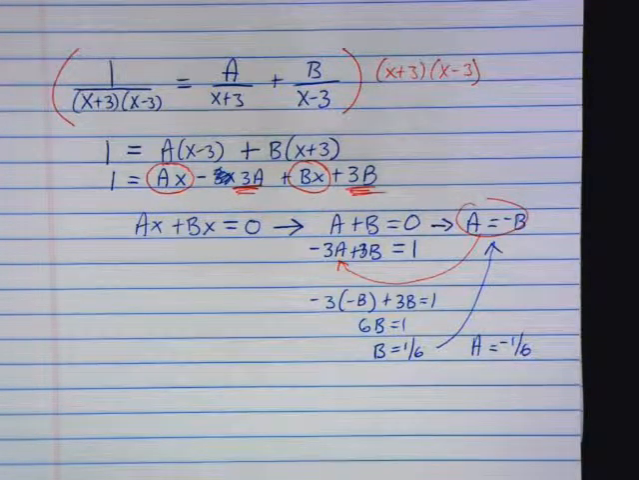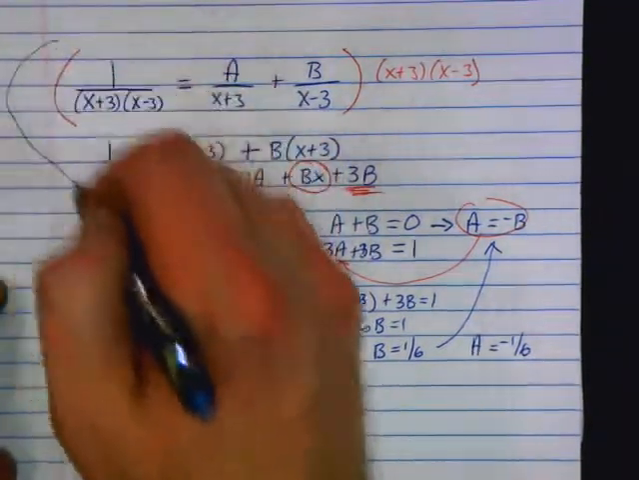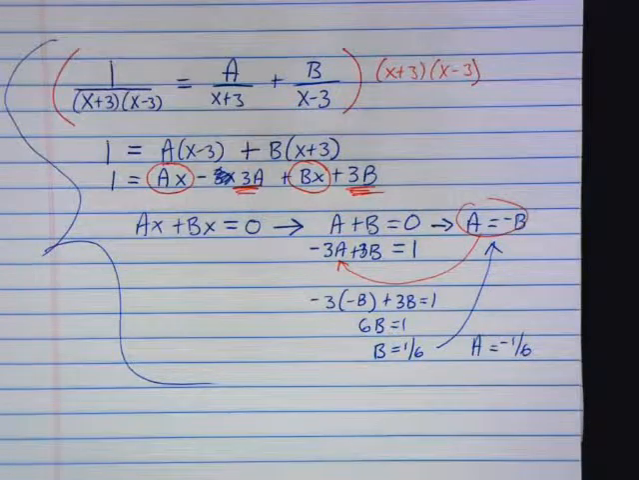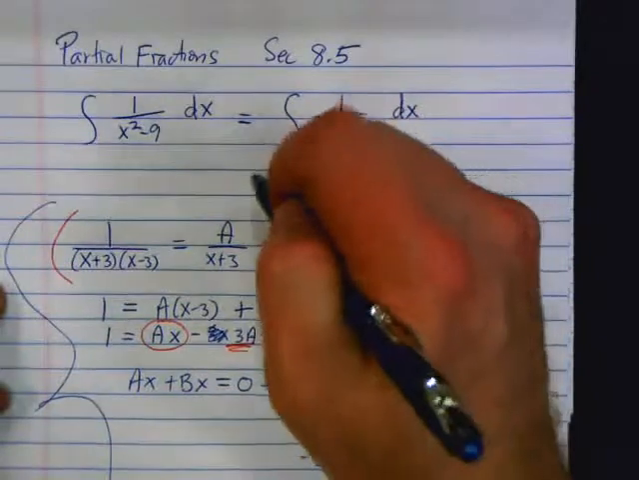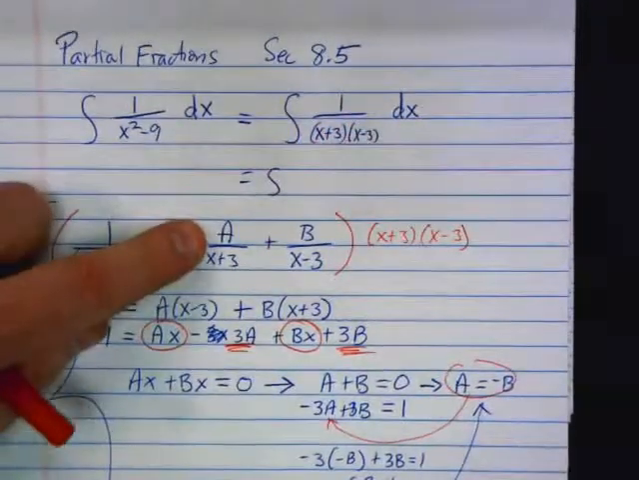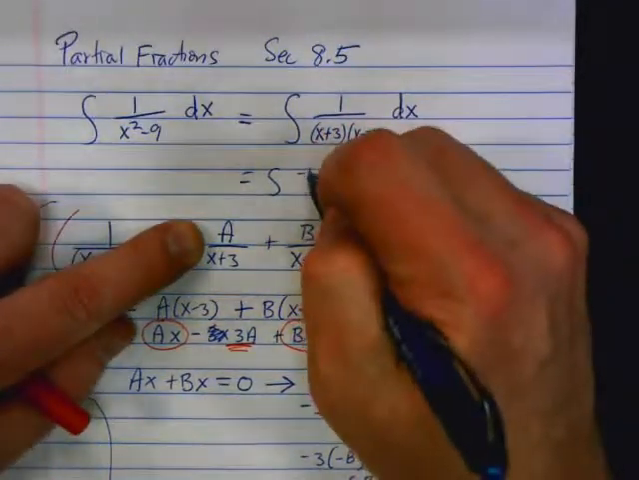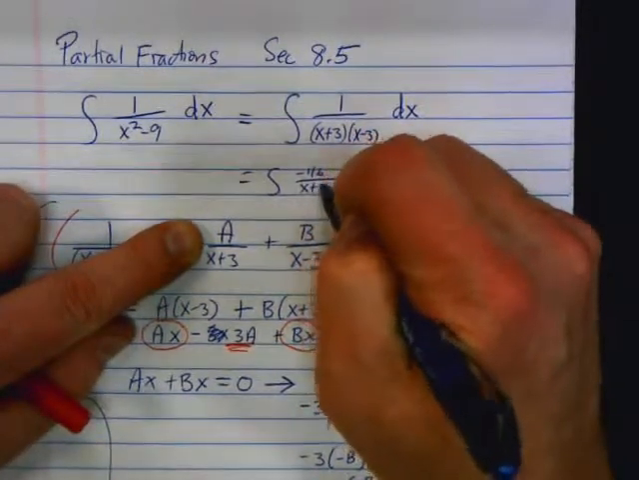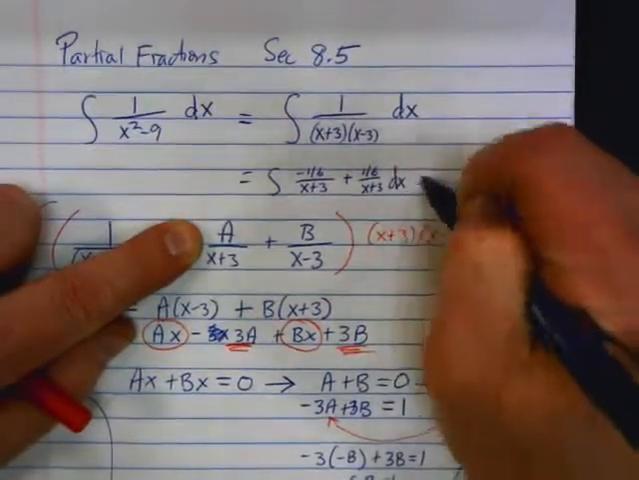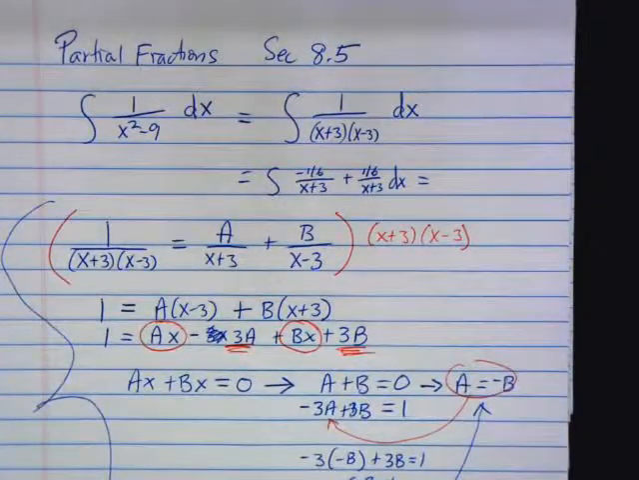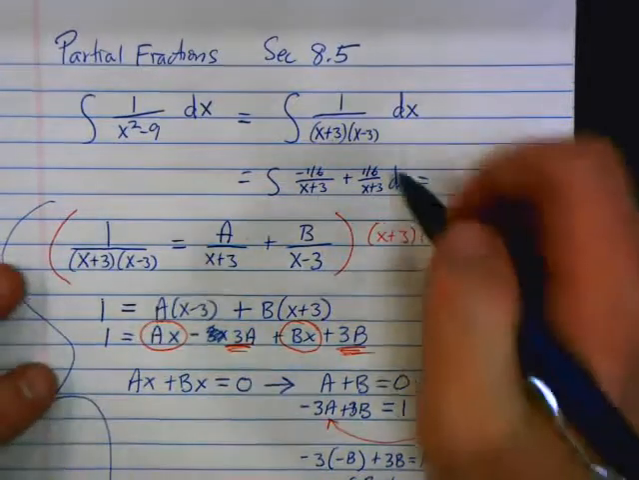All right, so I want you to notice the typical calculus problem again. So far, there's absolutely no calculus in there. All I've done is algebra. I did all that algebra to come back up here and say I can write this integral as the integral of a, which turned out to be negative 1/6, over x plus 3, and b was 1/6 over x minus 3, dx. And now I can integrate. Oops, I'm sorry, the second one was x minus 3.